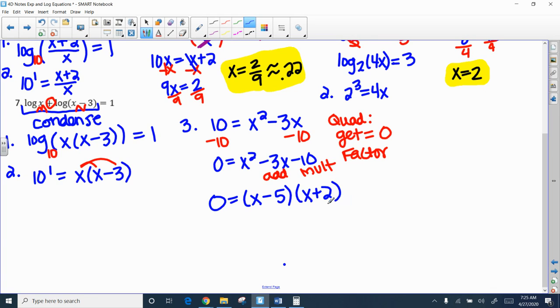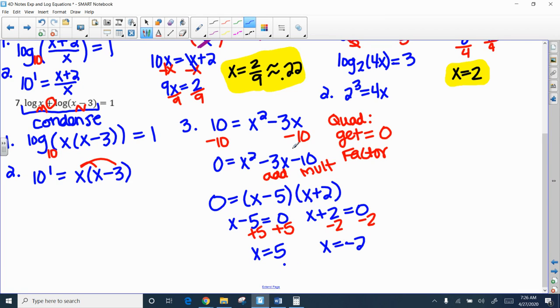Once we factor, don't forget we have to now set each factor equal to 0. So x minus 5 equals 0 and x plus 2 equals 0, and solve each one of those. To solve this one, I'm going to add 5, so we get x equals 5. To solve this equation, I'm going to subtract 2, so we get x equals negative 2. Okay, so that's step 3. We solved. In this case, though, we did end up with a quadratic equation that we had to solve.